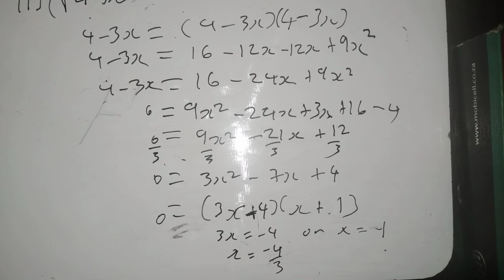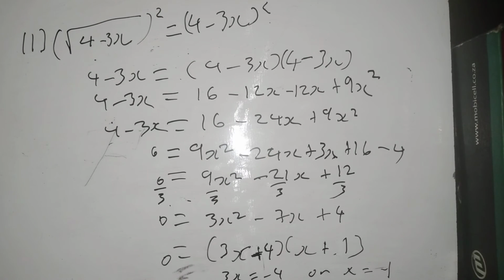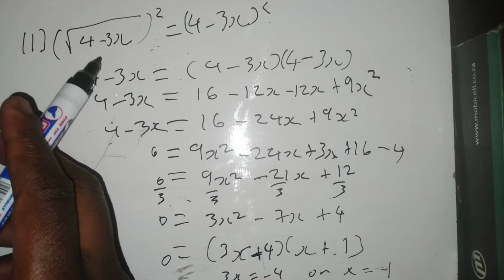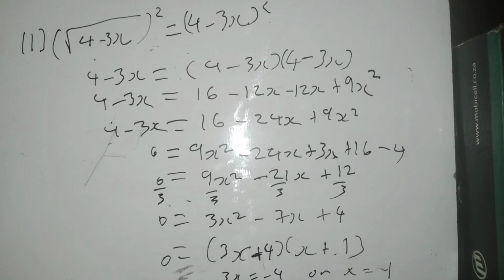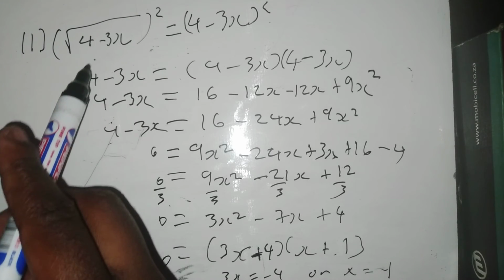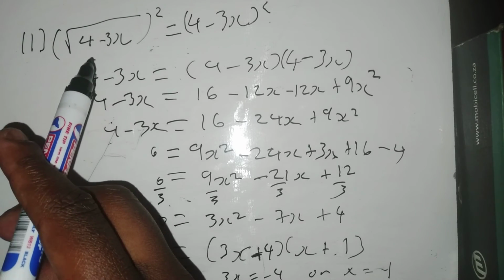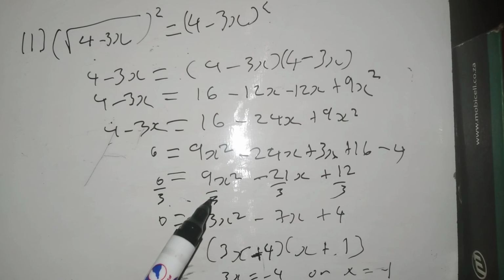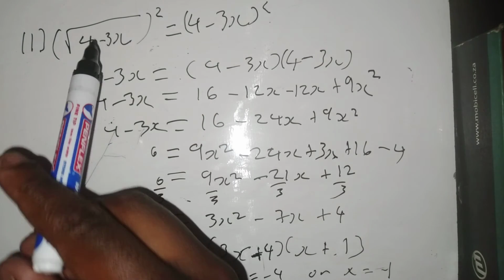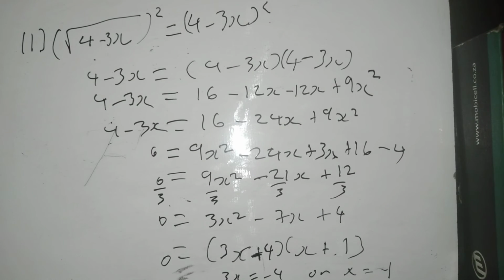So let's test them. If I put -4/3, the 3's will cancel, so I'll have 4 plus 4, which is 8. So the square root of 8 is 2√2. And then this side, if I put that, I will have 4 plus 4, which is 8. So the left will not be equal to the right, so this one is not applicable.